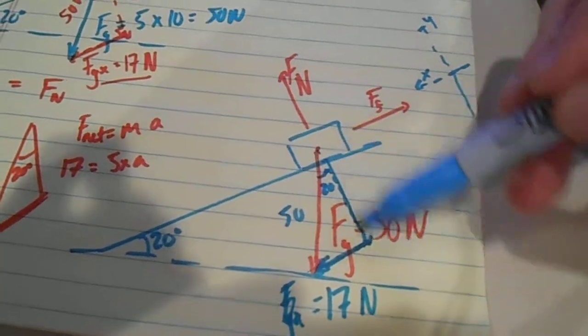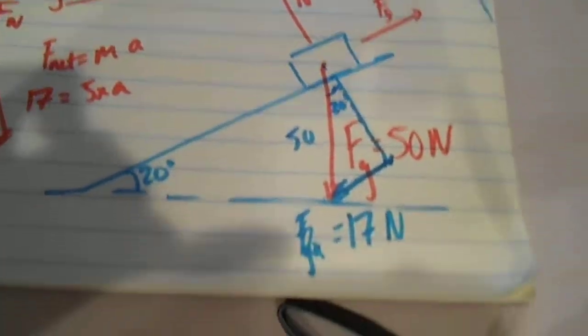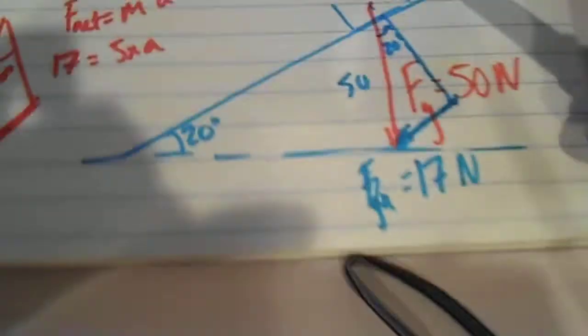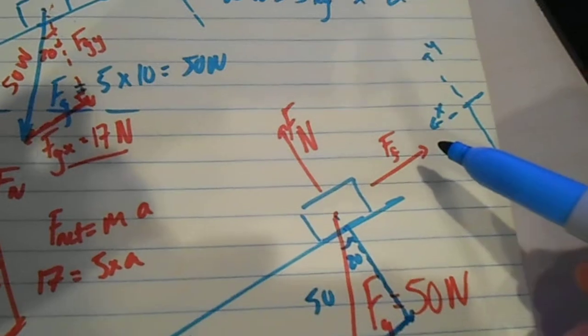And of course you could do cosine to solve for this length right here. And hopefully you're still seeing this triangle. So this 17 also has to be the force of friction. These two balance out if this block is completely still.